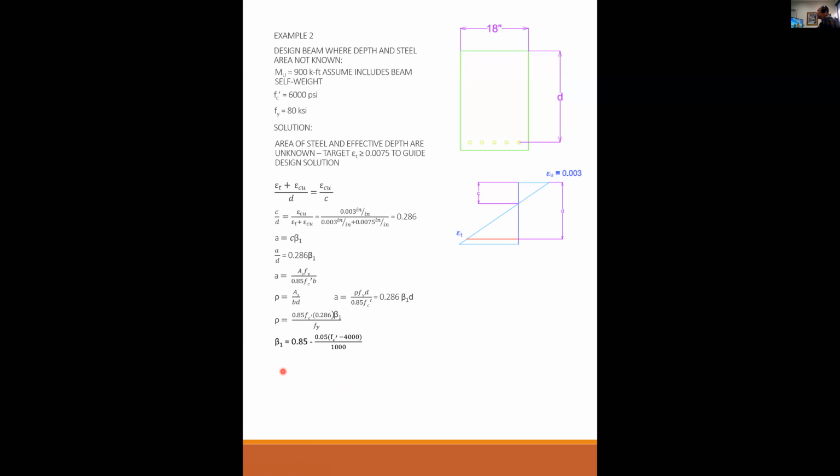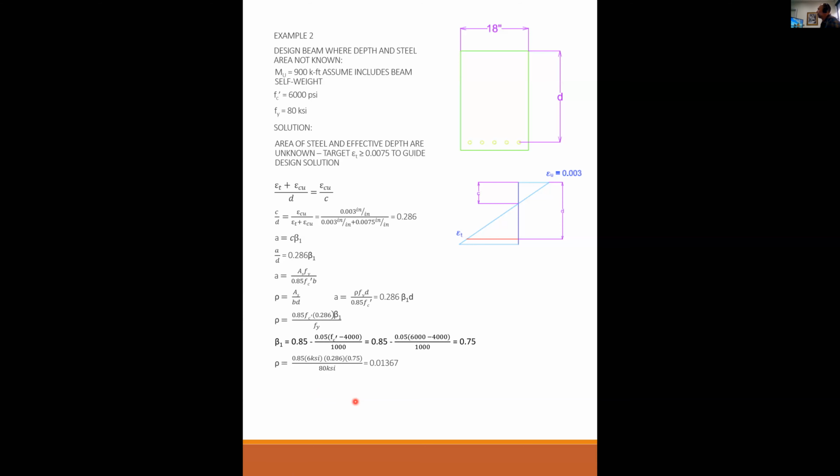Beta 1 in this case, if I plug in 6,000 psi concrete, is 0.75. So therefore, rho, and I can plug in my values: 0.85, 6 ksi, 0.286, beta 1 is 0.75, over 80. So my target rho value is 0.1367.